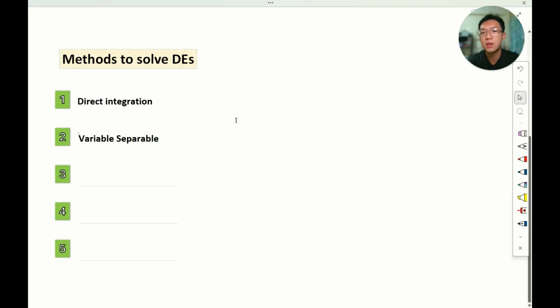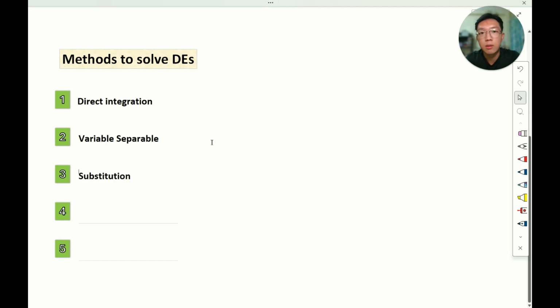Next, something a little bit newer called the variable separable method. A little bit of modification because some DEs are not just that straightforward. Alright, you need to have a few more steps before we can integrate them. Alright, so that's called your variable separable.